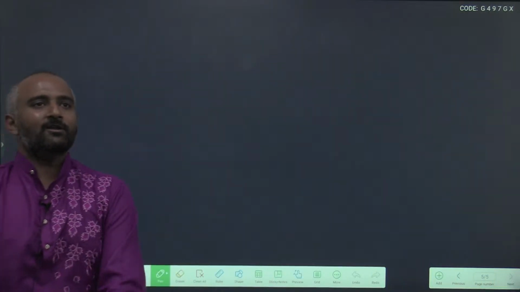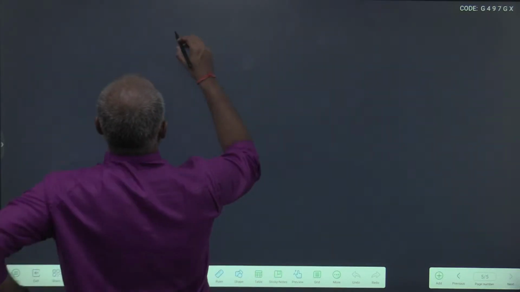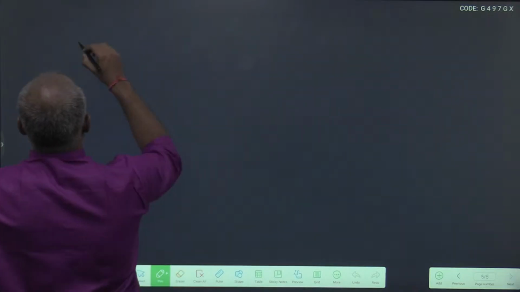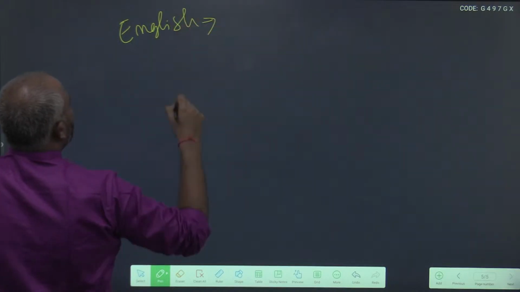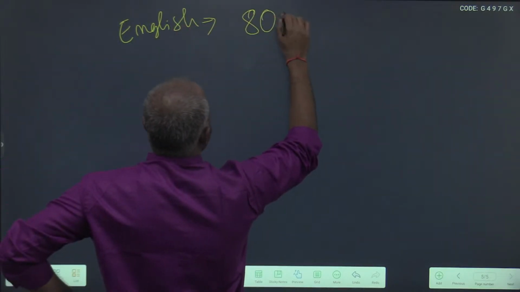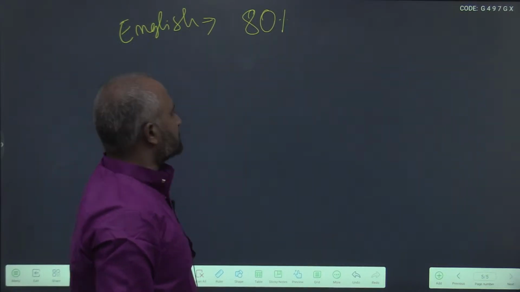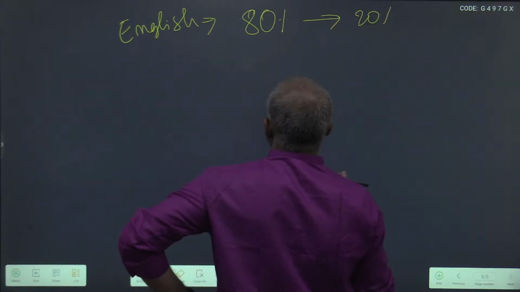For all such questions, see what was given, but in terms of the variable which is asked as the answer. So in English, how many students passed? 80% of the students passed. So how many failed? 20%. If 80% students passed, 20% failed.